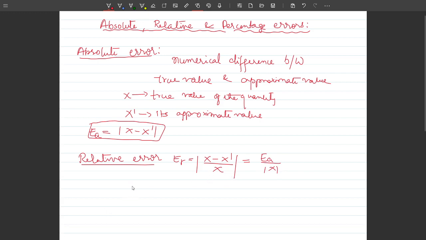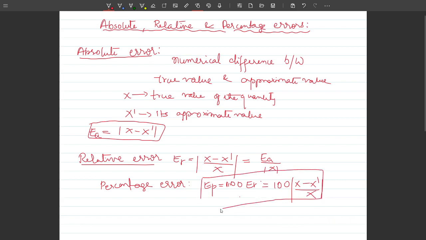The third thing is the percentage error. So you can guess the formula. That is denoted by EP. EP is equal to 100 into ER. If we multiply the relative error by 100, we will get the percentage error. So that is 100 into ER, the relative error, that is x minus x bar divided by x. This is the percentage error.